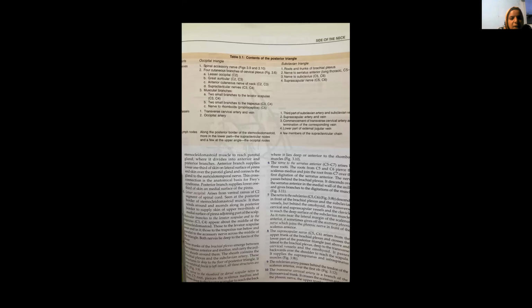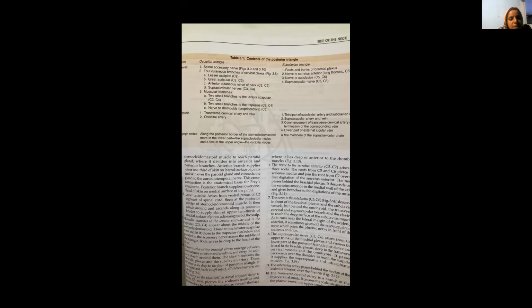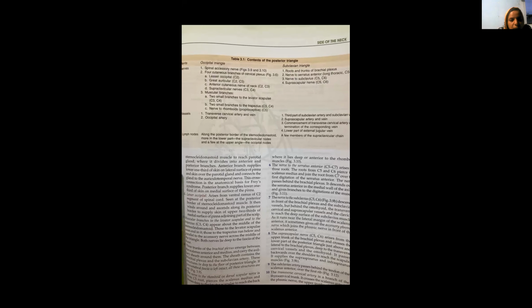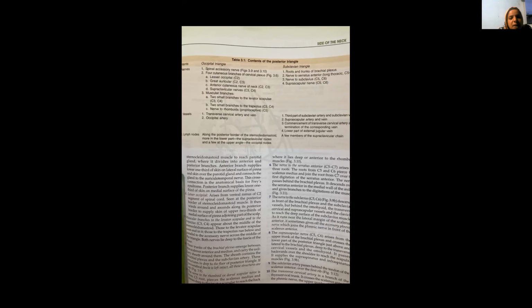Very easy way to remember the things. See, in the occipital triangle, we have a list of nerves: spinal accessory, four cutaneous branches of the cervical plexus (lesser occipital, great auricular, anterior cutaneous nerve of neck and supraclavicular). We have muscular branches: two small branches to levator scapulae, two small branches to trapezius, and nerve to rhomboids, isn't it? Then we have the blood vessels, transverse cervical artery and occipital artery.